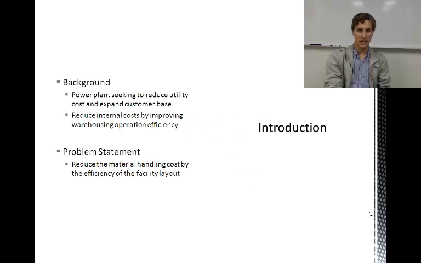So if you haven't seen my last PowerPoint video that's online, a little bit of introduction to the problem. There's a power plant that's seeking to reduce the cost of utilities for its customer base, and it's planning on doing that by improving efficiency at its material handling center to reduce costs overall and to pass that on to the customers. So the official problem statement is reduce the material handling cost by improving the efficiency at the facility layout. A little bit of a typo there.